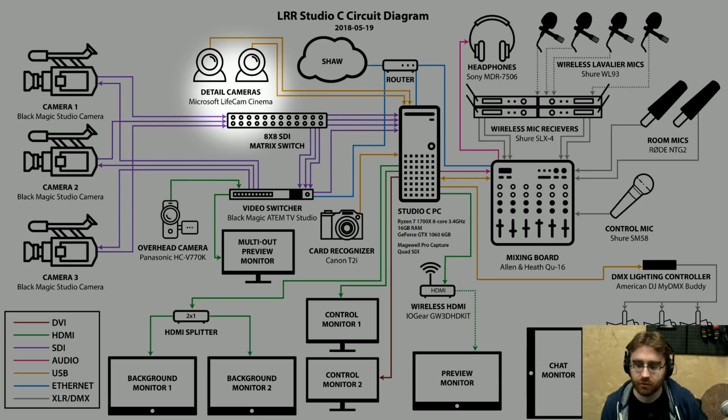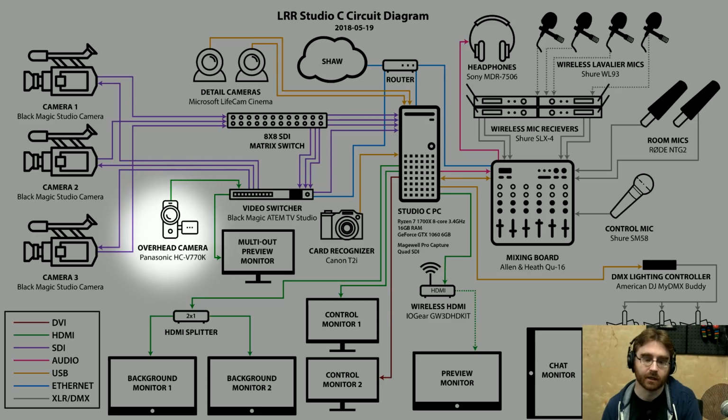Theoretically, those could be improved too, I guess. But in an ideal world, what would you replace the cams with? You mean the overhead camera? Well, the overhead camera in an ideal world is replaced with the Blackmagic Micro Studio, and that ideal world might actually come to pass fairly soon.